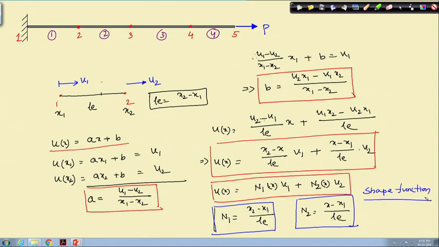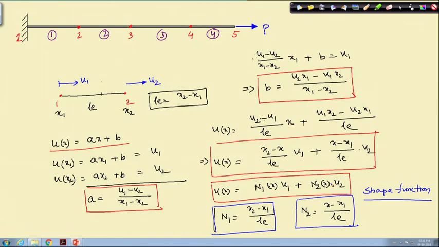Now, what is the advantage of writing u in this expression? Because now, if we want to find u at any intermediate point, we substitute the corresponding coordinate in this expression and get the value at that point. If you substitute x equal to x1 here, you will get u1. If you substitute x equal to x2 here, you will get u2, and for any intermediate point you get a combination of u1 and u2.